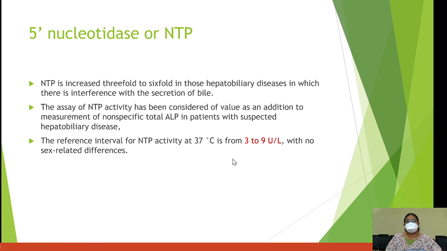So these are the biochemical investigations which help to establish the diagnosis of obstructive jaundice and differentiate it from other causes of jaundice like prehepatic jaundice and hepatocellular jaundice.